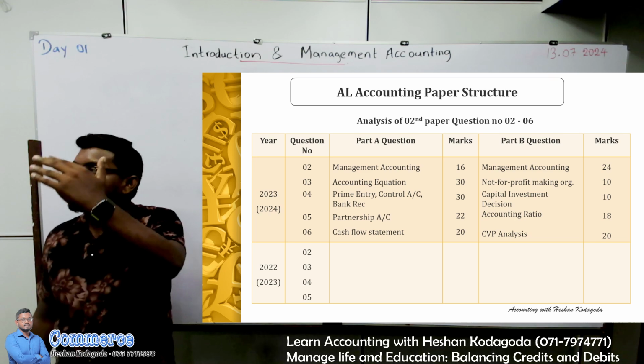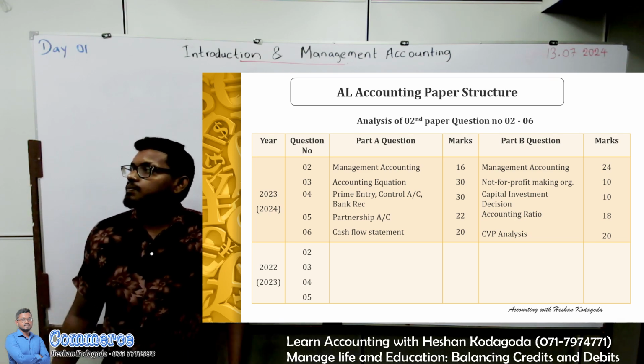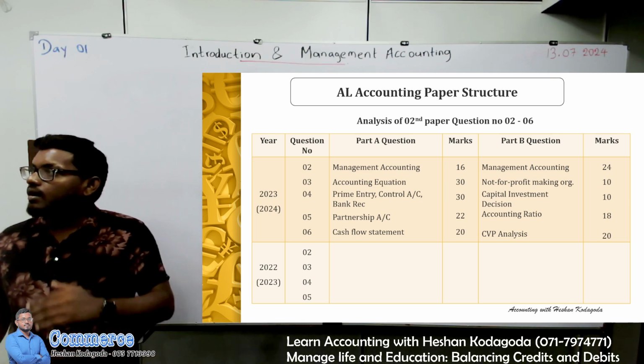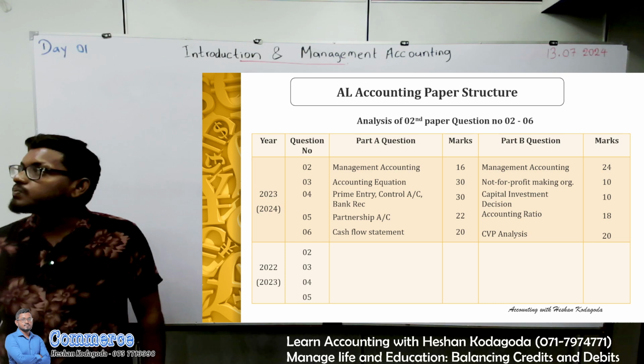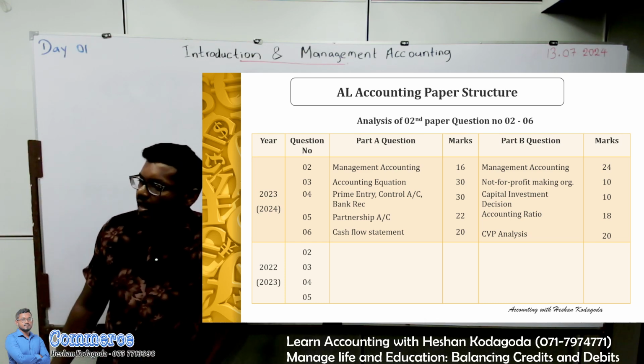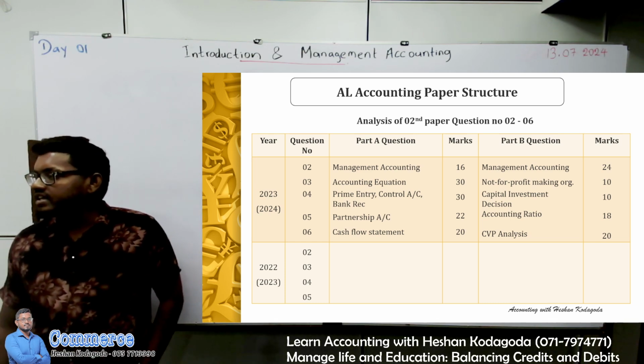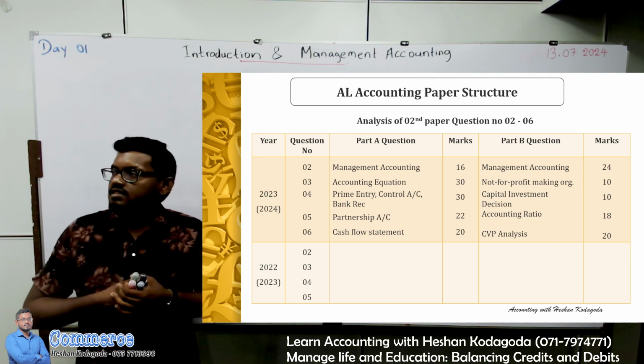Third question part A 30 marks, part B 10 marks, right? Fourth question part A 30 marks, part B 10 marks. Understand? Easy and clear to you guys? They are changing it. Just do the analysis.